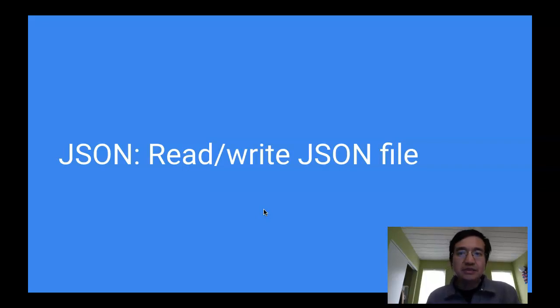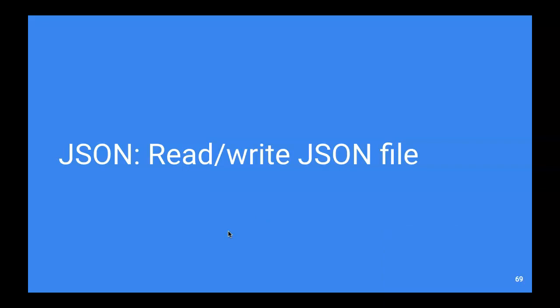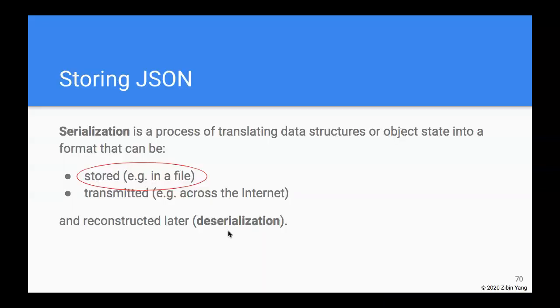Hi, so in this video, we're going to talk about how to read and write JSON files. Earlier we talked about serialization and deserialization between Python objects and JSON strings. Now, if we go back to the general definition of serialization, that process is also used to store information in a file and to retrieve it later. And so that's what we're going to talk about in this video.